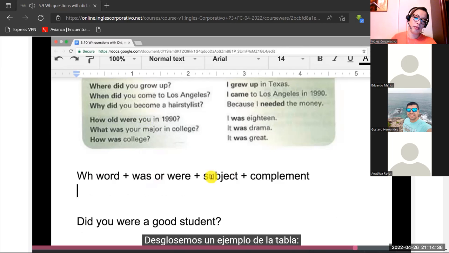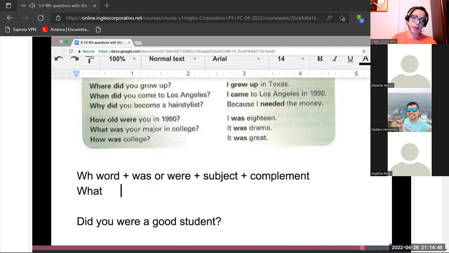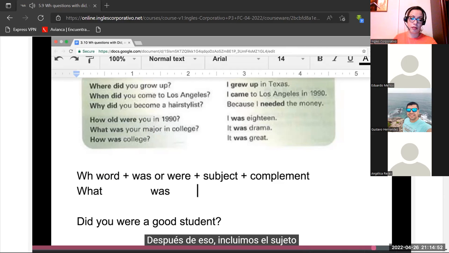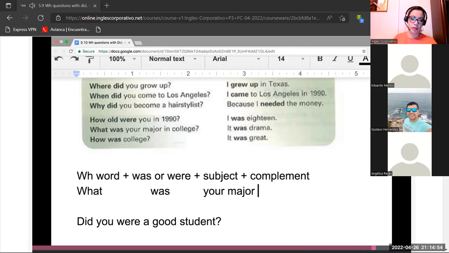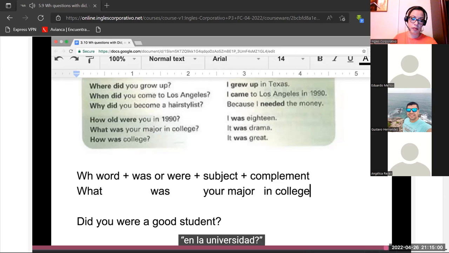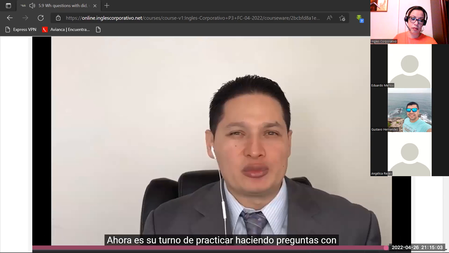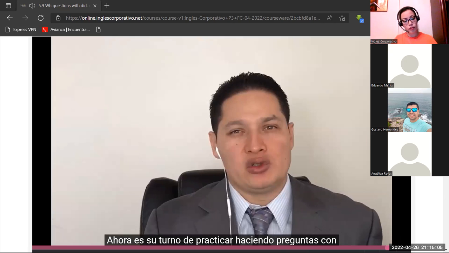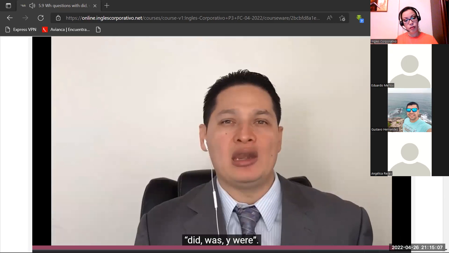Let's break down an example from the chart. What was your major in college? First, we need to add the WH word, what. Then we need to add was or where. After that, we include the subject, your major. Finally, we need to add a complement and a question mark at the end. In college. Now it's your turn to practice making WH questions with did, was, and where.